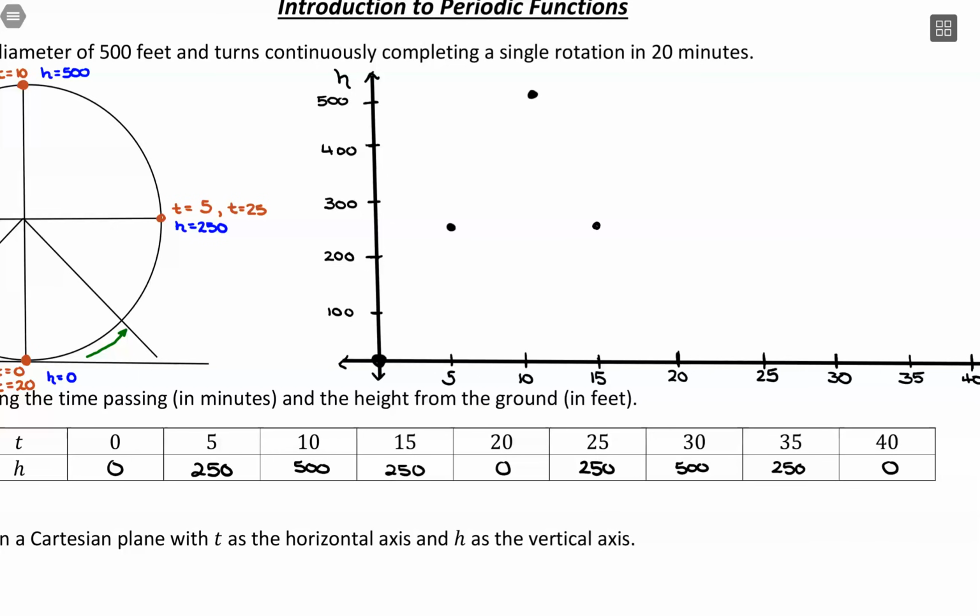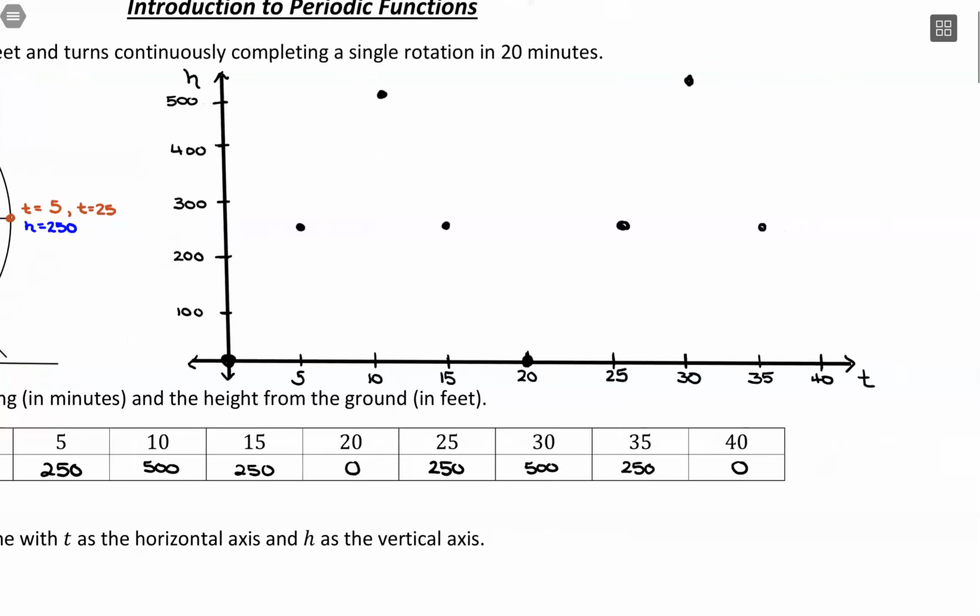15, 250. Then back to 0. Then up to 250. 30, 35, and 40. So what you can see is there's these kind of key values coming through. We're seeing 500 come through. Adjust that point a little bit.